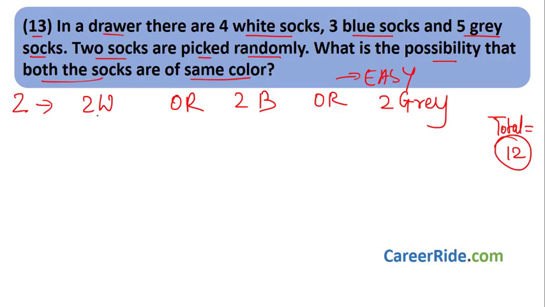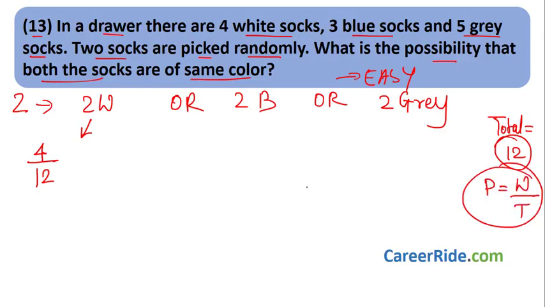Now both can be white, that is, choose the first white sock. What is the probability? 4 divided by 12. Why? Probability is what I want divided by total. I want white, so there are 4 white socks, 4 possibilities divided by 12, and then I choose the second sock. Since 1 white sock has already been taken, the probability will be 3 by 11. Why 11? Because 1 sock has already been taken out and is in my hand.